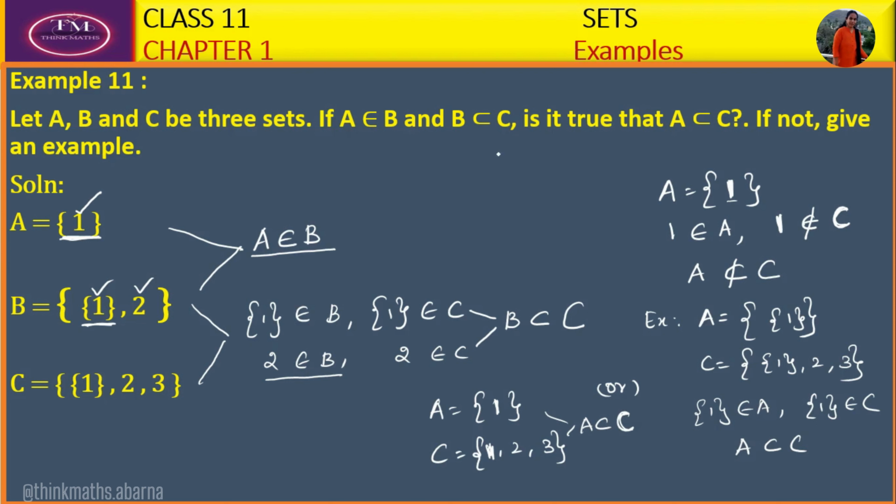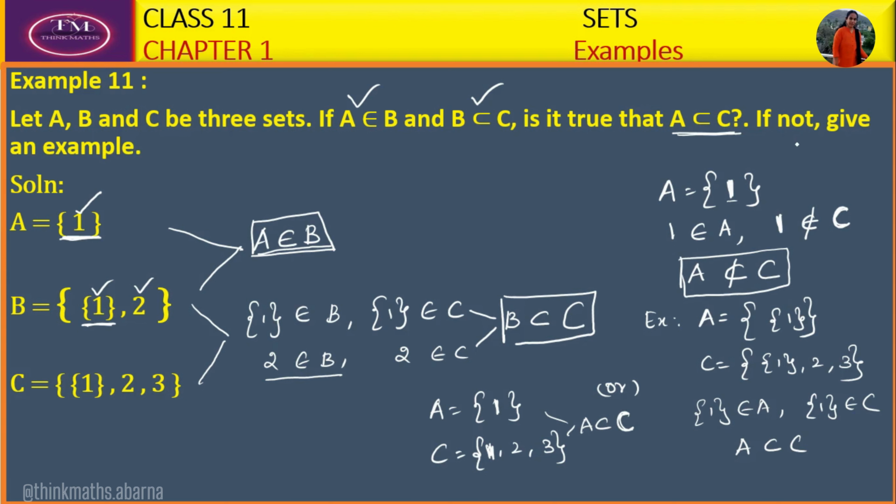Okay. So here we have to check whether A is a subset of C for this example. So for this example, it satisfies the condition A belongs to B and satisfies the condition B is a subset of C. So if these two conditions are satisfied, but this condition is not satisfied, A is not a subset of C. When will this be a subset?